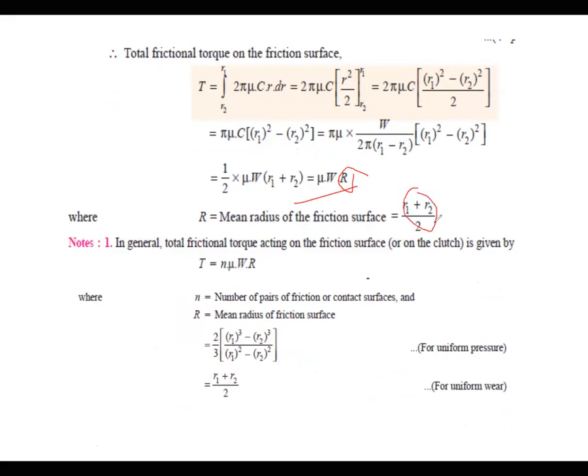This is the mean radius. So here also two formulas are there, torque formulas. Then once you know the torque, then you can go for power. P is equal to 2 pi NT by 60.